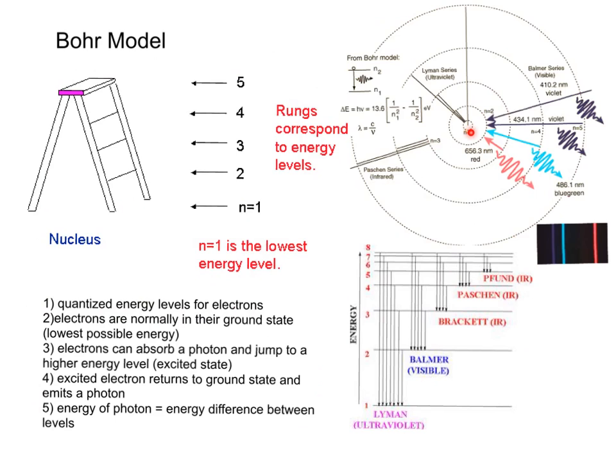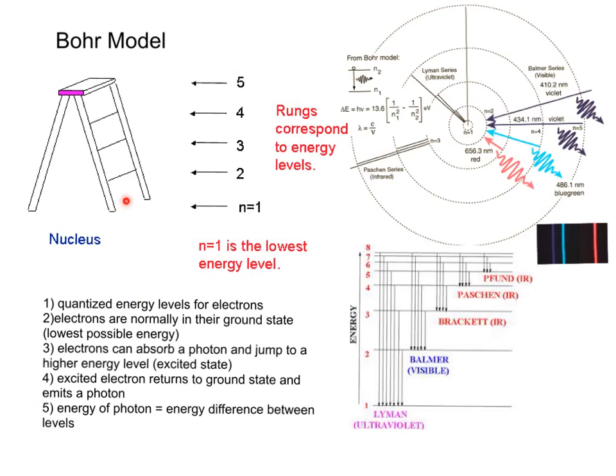Or on this diagram it would be somewhere in this first little ring here, and it could stay there indefinitely and never gain or lose energy as long as it stayed on that level. Nothing acts upon it as well. Right. So the third one, it says electrons can absorb a photon and jump to a higher energy level.